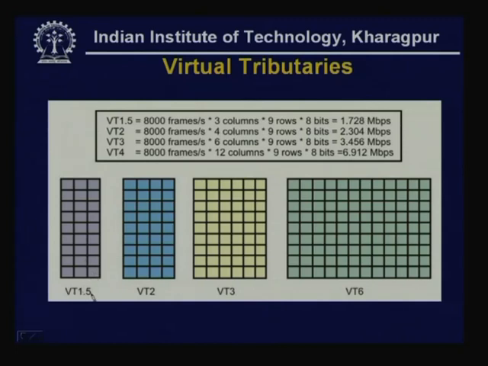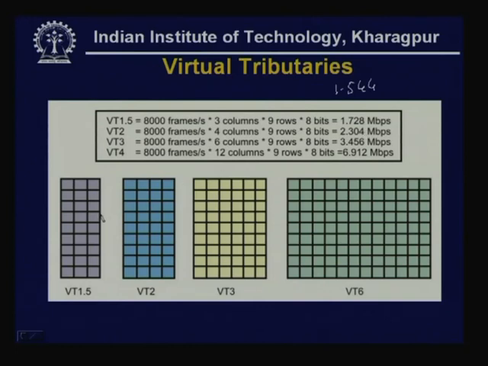This is VT 1.5. If you multiply 1.5, you get 3. That is why it has 3 columns, and it has, as you can see, 1.728. However, it is sending only 1.544, that DS1 signal, and the others are essentially overhead.